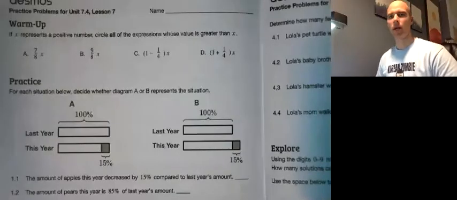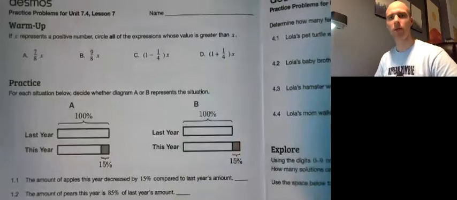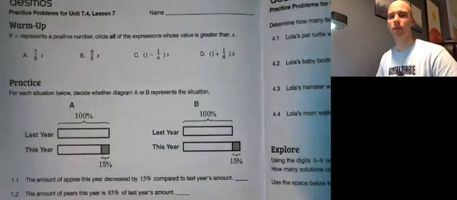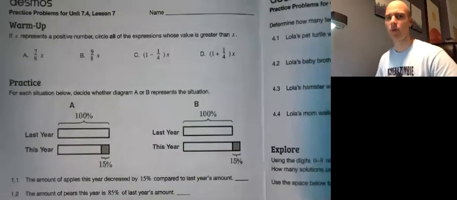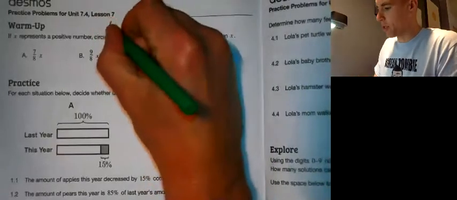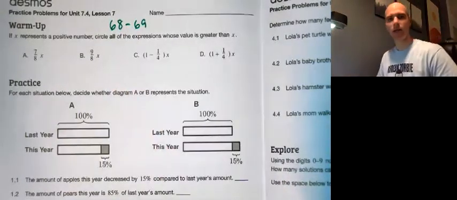Hey, so we're going to do the practice problems for Unit 7.4, Lesson 7. I've decided to work in the book this time, so you'll see that I've got the book up on the screen. Obviously, if you're in my class, you have the choice to do it online or in the book. I think if you're in Mr. Wong's class, you're supposed to do it in the book. So if you are choosing to do it in the book, it's pages 68 and 69.